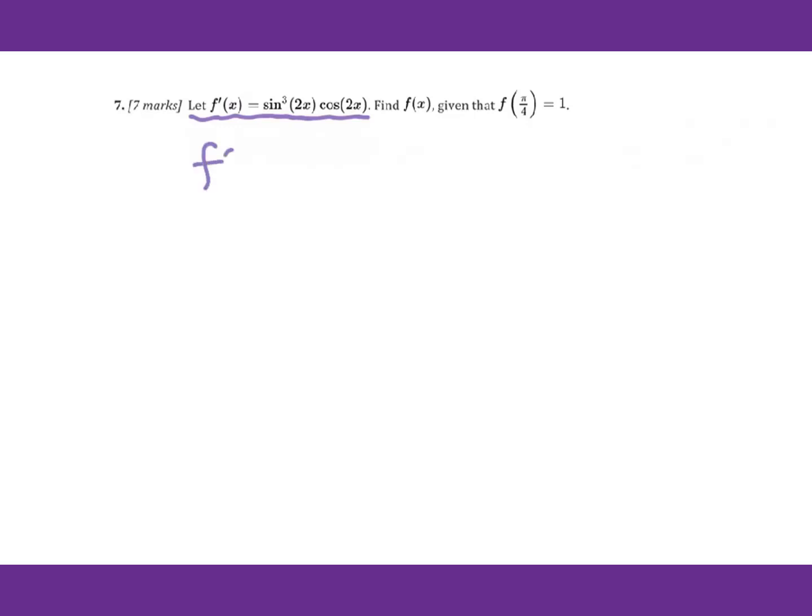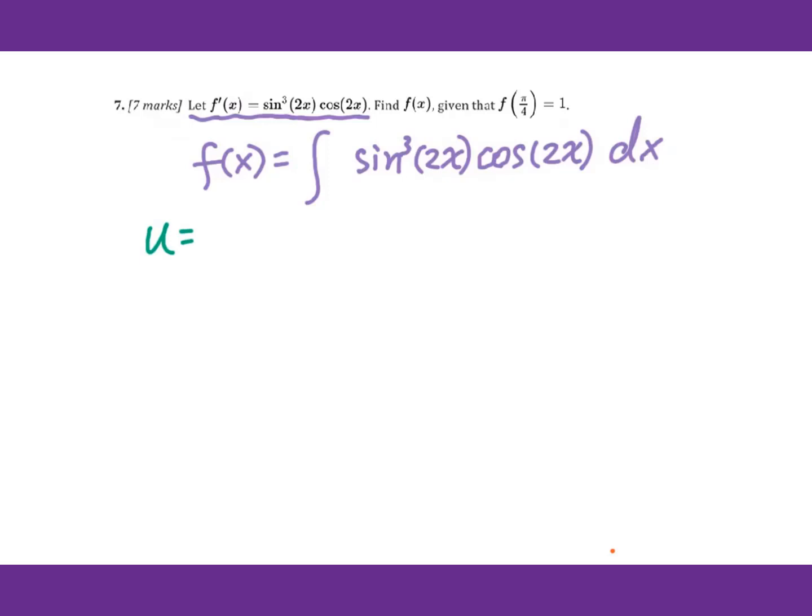So f of x equals the integral of sine cubed 2x cosine 2x. Then we have to use the substitution method to solve this integral. We will set up u equals, we always choose the trig function with higher exponents. Therefore, I will get u equals sine 2x.